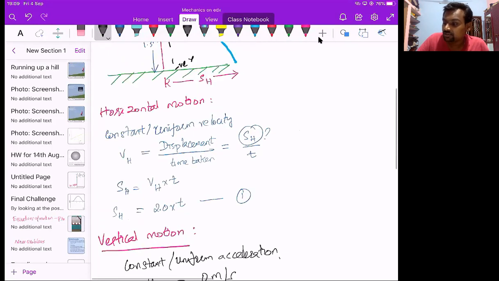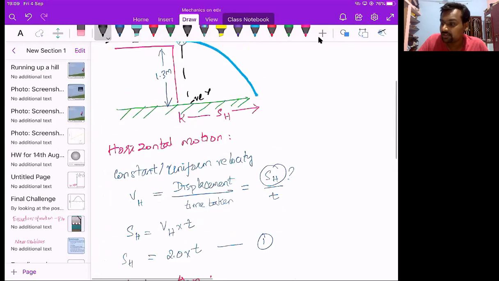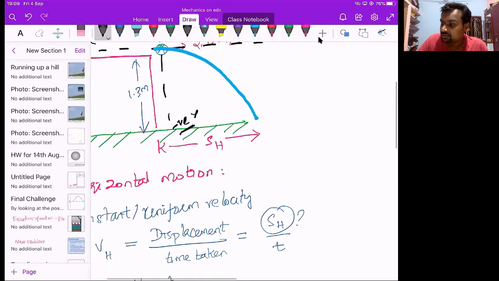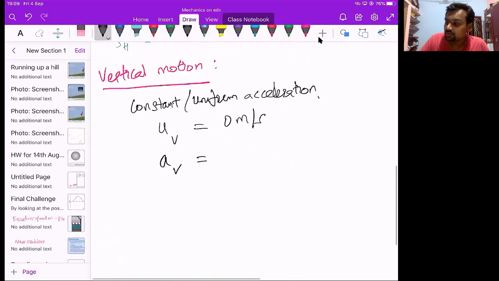Now, how about acceleration in the vertical direction? Acceleration in the vertical direction is going to be 9.8, right? Because it's accelerating due to gravity. And since the axis is negative downwards, I can show you here. Since the axis is negative downwards, the acceleration is also going to be negative downwards.